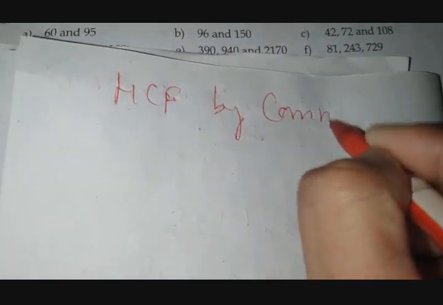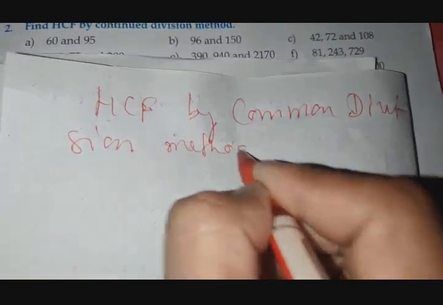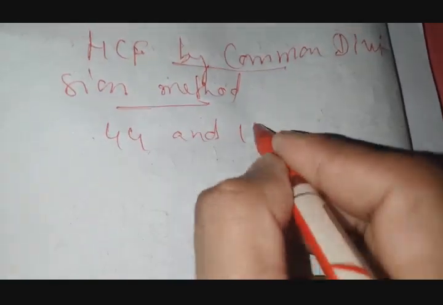Now see your example. HCF by common division method. See here, 44 and 132. What will we do? We will take 44 and 132.